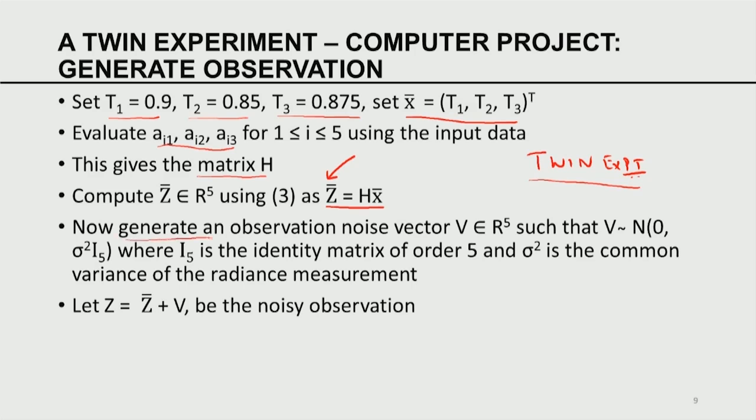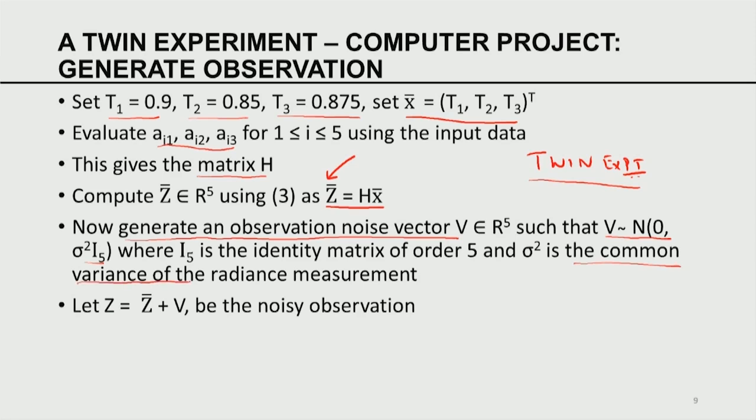We need to generate the actual observation. To do that, I have to create a noise vector V whose covariance is sigma square I phi. I phi is the identity matrix of order phi, sigma square is the common variance. So what am I assuming? All the channels that measure the energy radiated in the satellite, the instruments that measure them, they are equally good or equally bad, so they have a common variance.